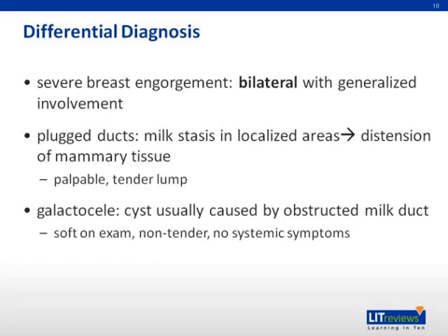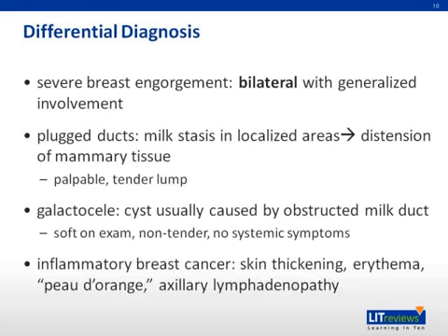Excision is not necessary. Inflammatory breast cancer is the most important diagnosis to rule out. It is characterized by skin thickening, erythema, peau d'orange, and axillary lymphadenopathy. It is best evaluated by MRI.